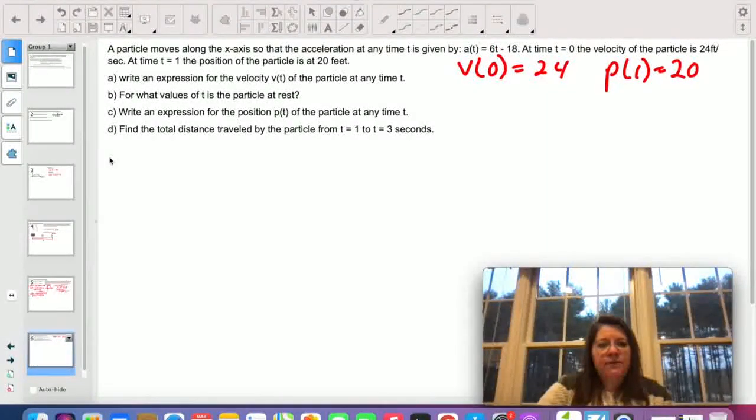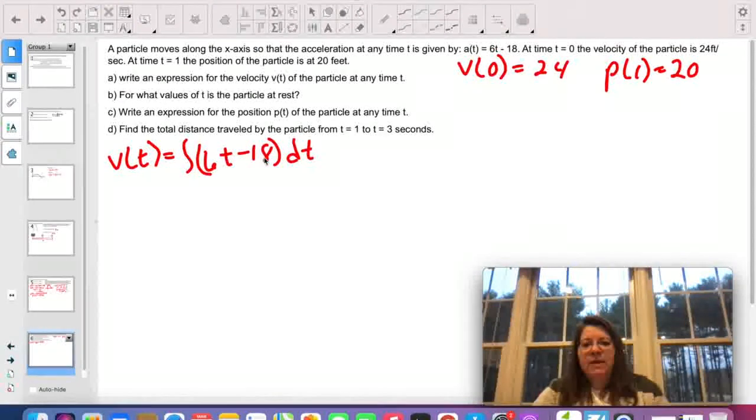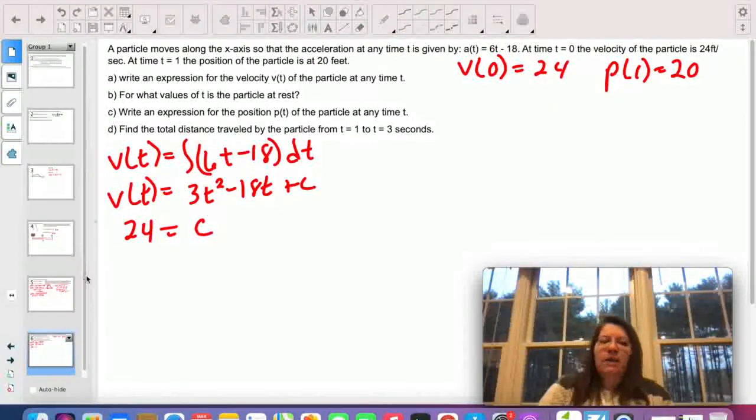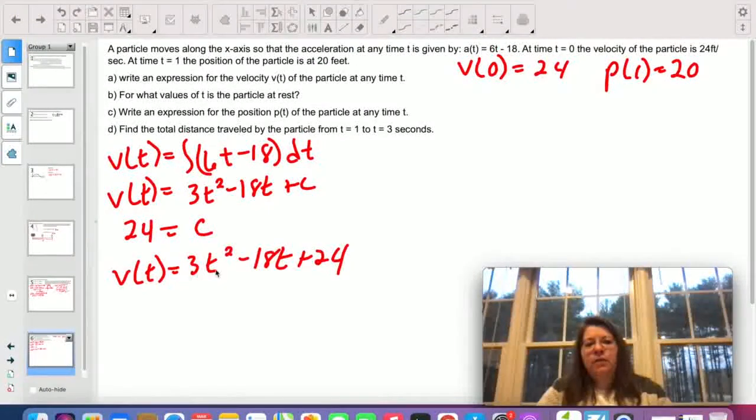They gave us acceleration. So if I'm finding the velocity function, I'm going to take the antiderivative of that acceleration function. So v of t equals the antiderivative of 6t minus 18 dt. That dt is there because that's the variable of integration. They said a of t, they told us that here. That's why we need the dt. And so if I take the antiderivative of that, I will have 3t squared minus 18t plus c. Then I'm going to plug in v sub 0 equals 24. So v of t is 24 when t is 0. So if I plug 0 in for these, that leaves me with c over here. So that means c equals 24, leaving us with the velocity function. V of t equals 3t squared minus 18t plus 24.